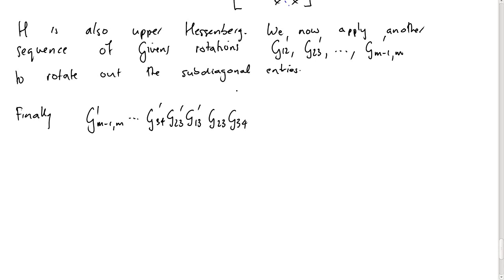Okay, so we're just applying this to the equation again. Times Q transpose A plus, okay, which incidentally is what we're wanting on the left there, equals G m minus 1, m prime through to G 1 2 prime. Sorry, that should be a 2 over here. H.